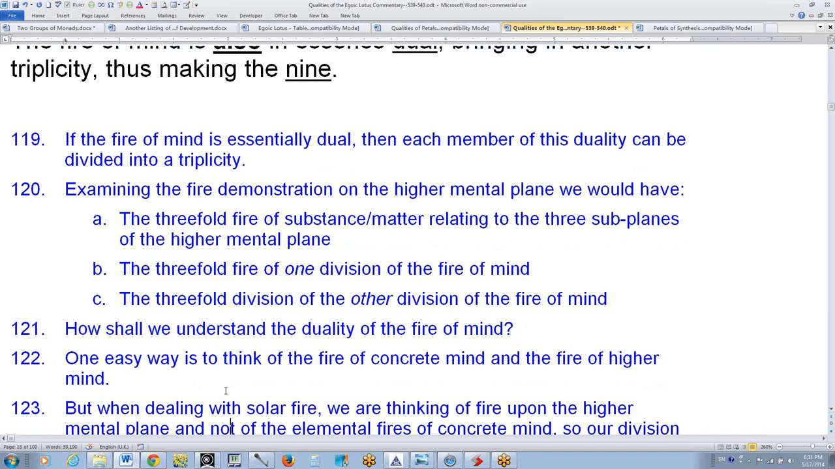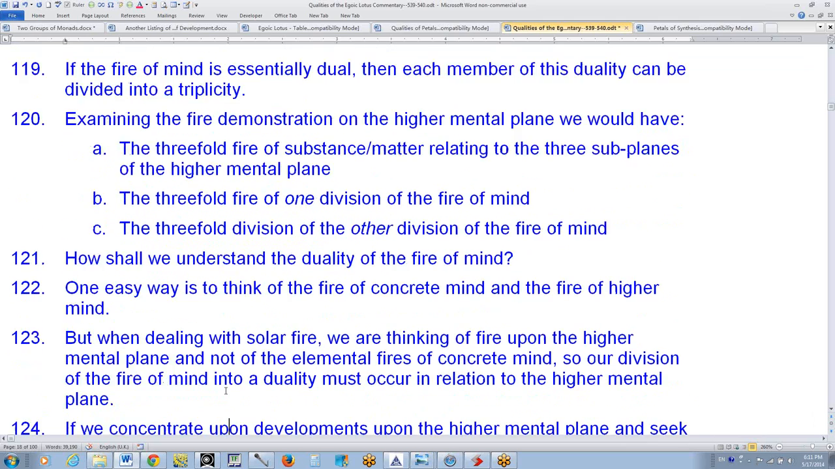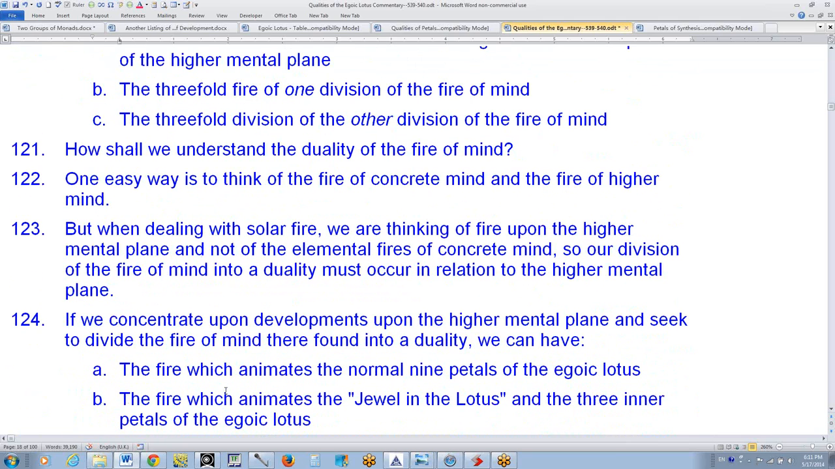So examining the fire demonstration on the higher mental plane, we would have the threefold fire of substance matter relating to the three subplanes of the higher mental plane, the threefold fire of one division of the fire of mind, and the threefold division of the other division of the fire of mind. So how shall we understand the duality of the fire of mind? Well, one easy way is to think of the fire of concrete mind and the fire of higher mind. That is one possible method.